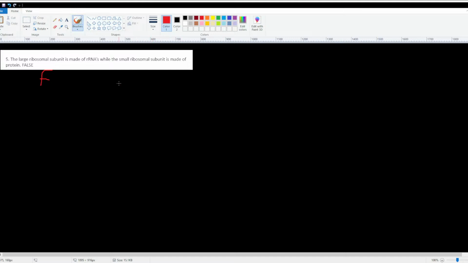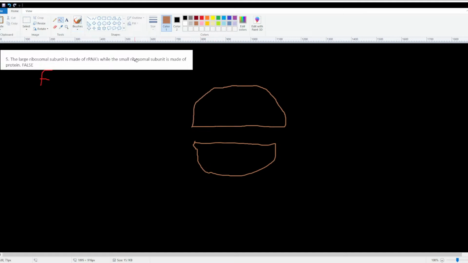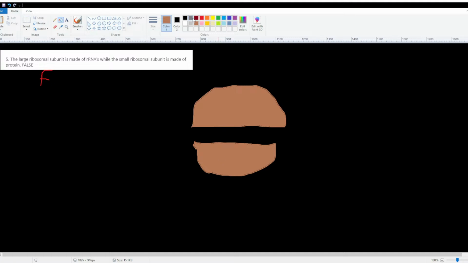So basically, ribosomal subunits, what those are. Let's do it in brown. I always think of ribosomes as brown. I don't know why. Basically we have two of these subunits, right? And let's fill it in too. Why not? And let's make our RNA. Let's make our mRNA blue.